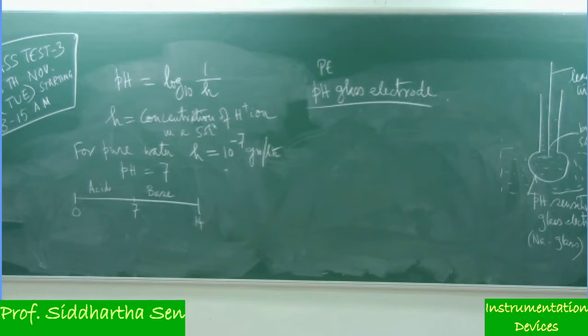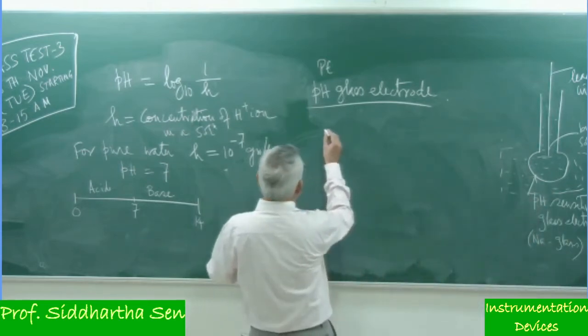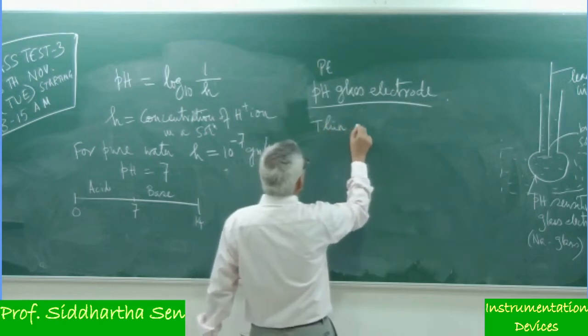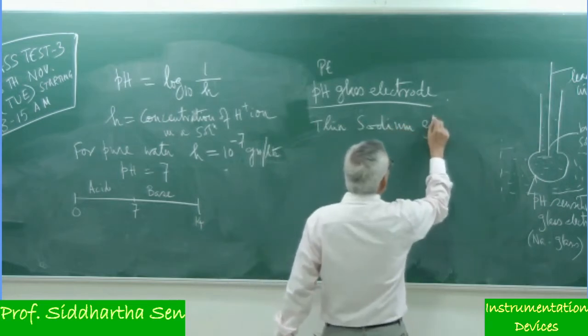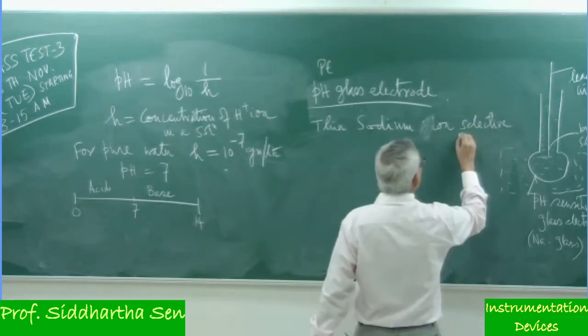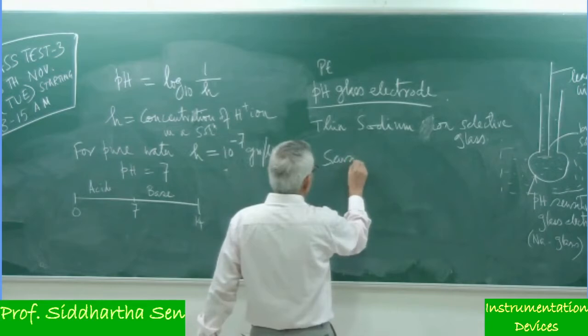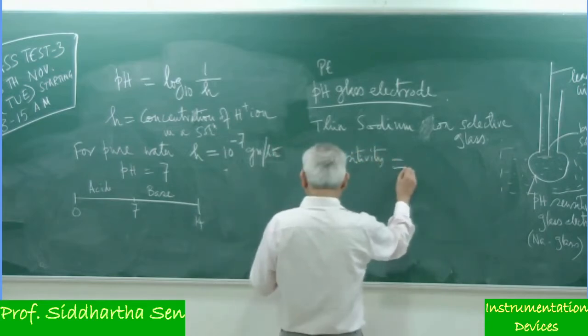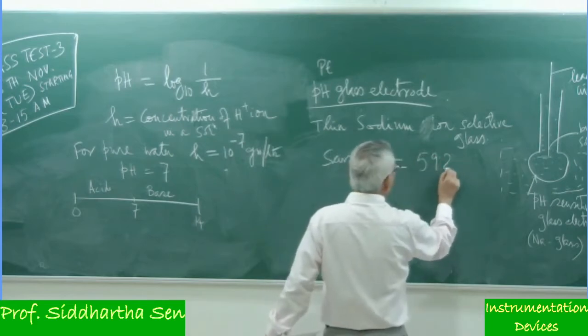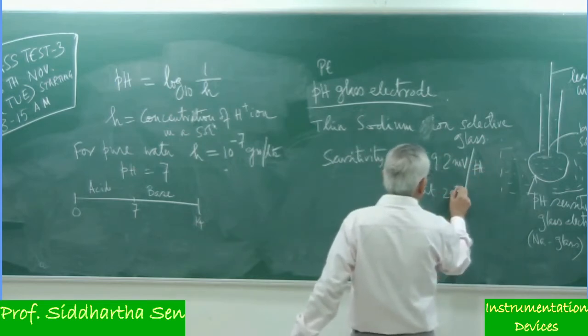So this is the basics there. But what I wanted to say is that this is the thin sodium ion selective glass, and the sensitivity is approximately 59.2 millivolt per pH at 25 degrees Celsius.